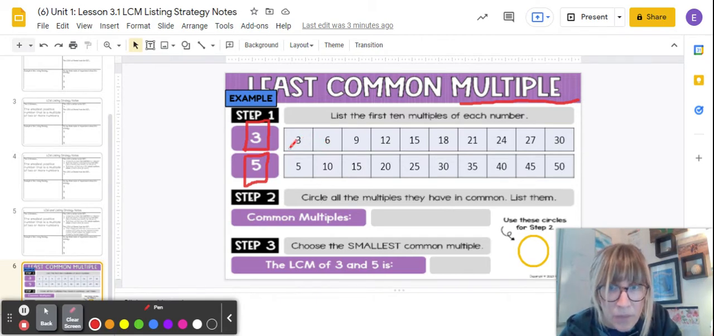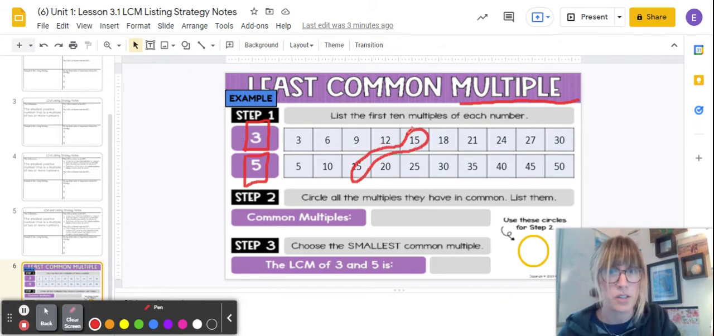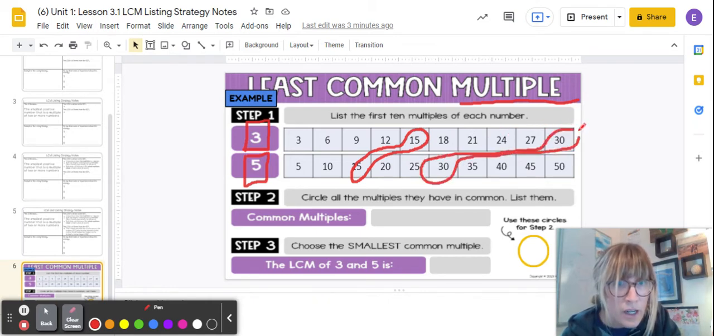So I'm going to look: 3, no, 6, no, 9, no, 12, no. Ooh, but 15 they have in common, so I'm going to circle that. 18, no, 21, no, 24, no. Ooh, but we have 30. Okay, so we circle all the multiples they have in common, and then we're going to list them. So we have 15 and we have 30.